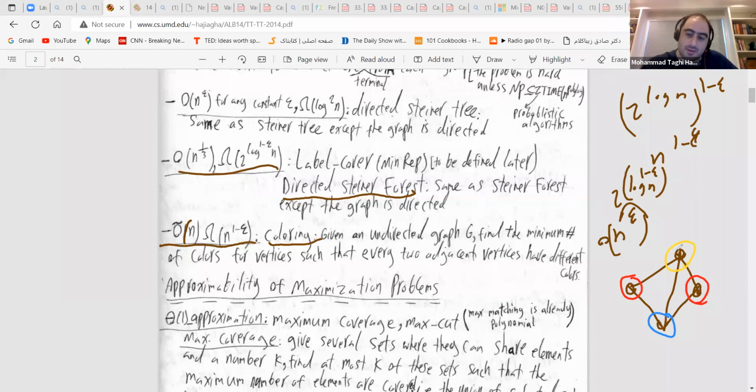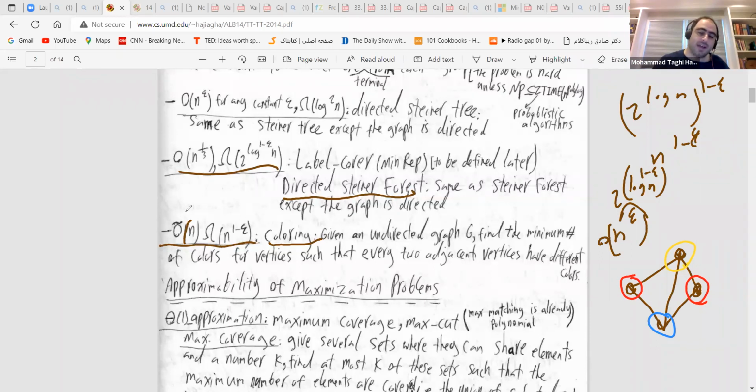So this is the minimum number of colors to color these vertices. Again, for 2 vertices that have an edge, their color should be different. So you want to find the minimum number of colors; this is a coloring. For this problem, the best approximation is order n, and we know that you cannot get better than n to the 1 minus epsilon.